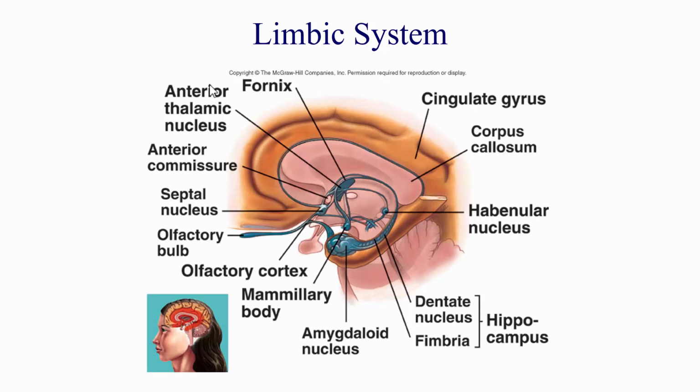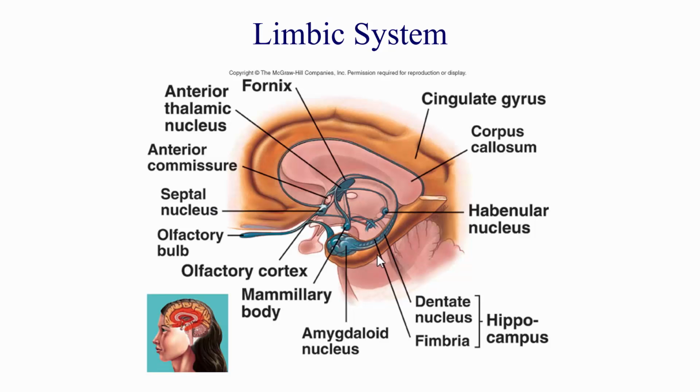So let's just kind of go around here. We have the anterior thalamic nucleus. Okay, here's the fornix. What else? The habenular nucleus right there. We have the hippocampus, which contains the dentate nucleus. And dentate, if you go to the dentist, what do they work on? Teeth. Oh, look at this. See how it looks like little teeth? Okay, so that's the dentate nucleus.